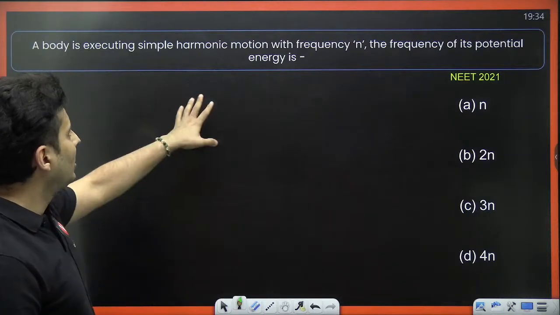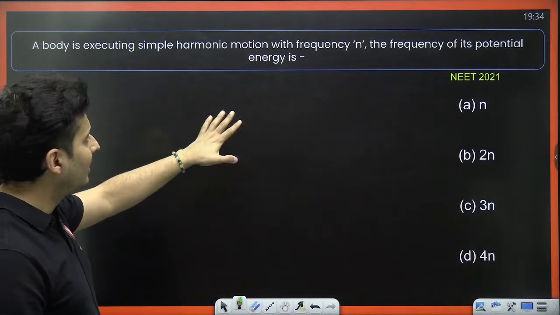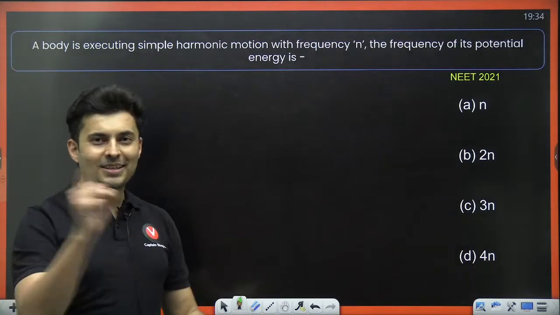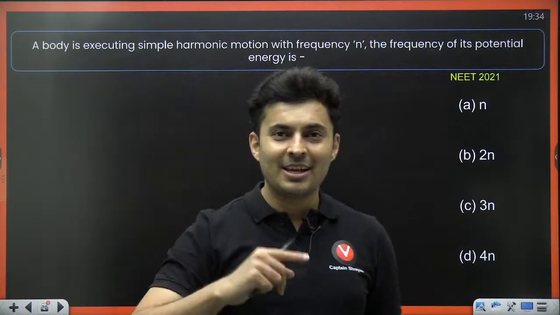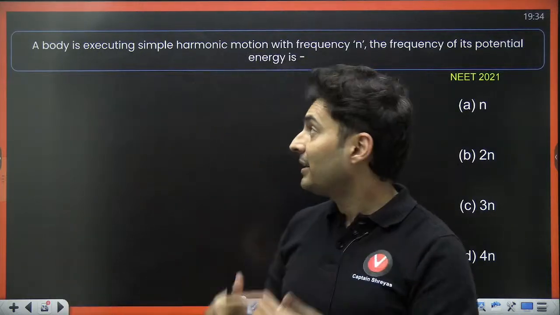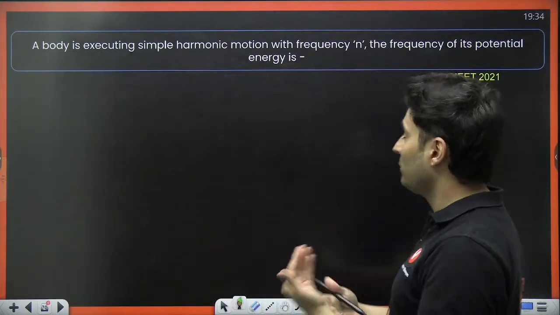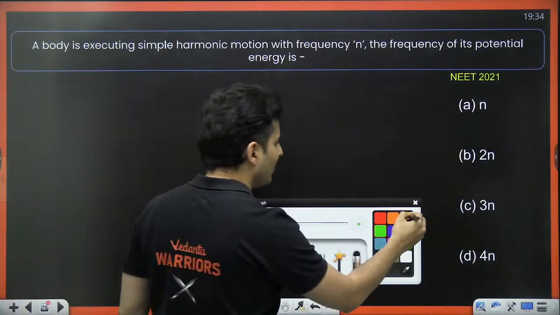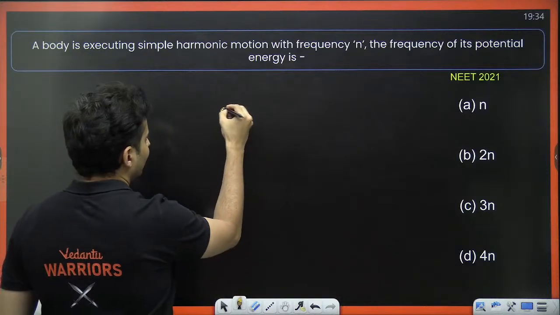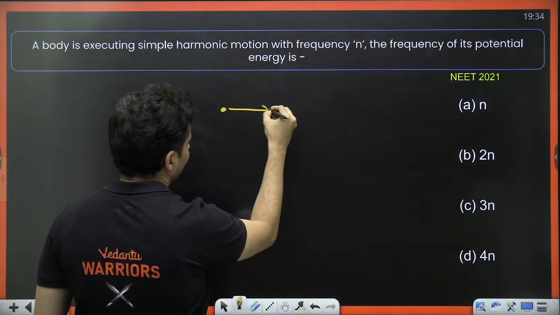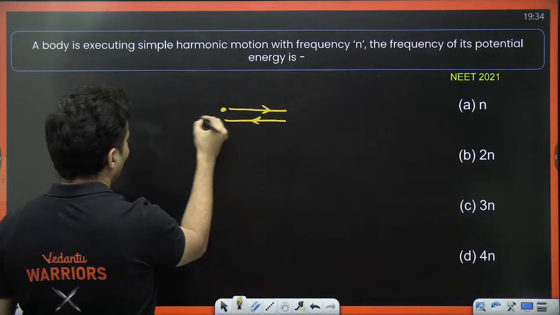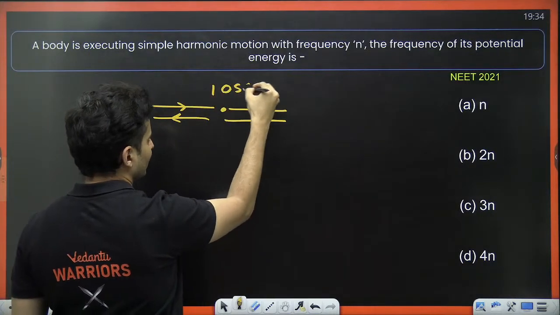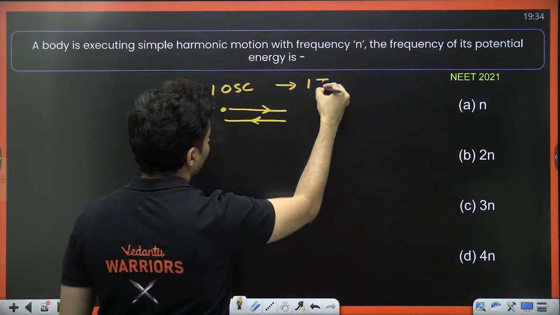A body is executing SHM with a frequency of n. What is the frequency of the potential energy? Okay, this is very, very straightforward. I'll tell you how. If a block goes here, comes back, goes to the other extreme and comes back, this is one oscillation. It takes one time period.